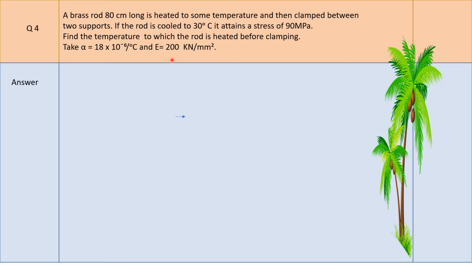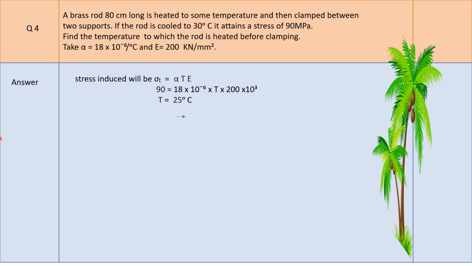Now here the rod is heated and then clamped, so the initial temperature to which it is heated is not given, and T2, the final temperature, is given as 30 degree. Let us first find out, when it attains the stress of 90, what is the change in temperature. So stress is given, we will use the formula for stress.